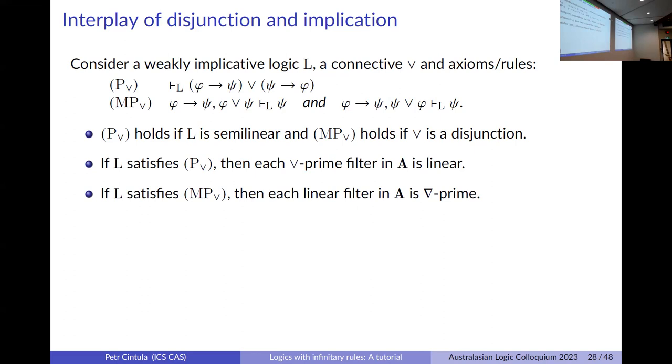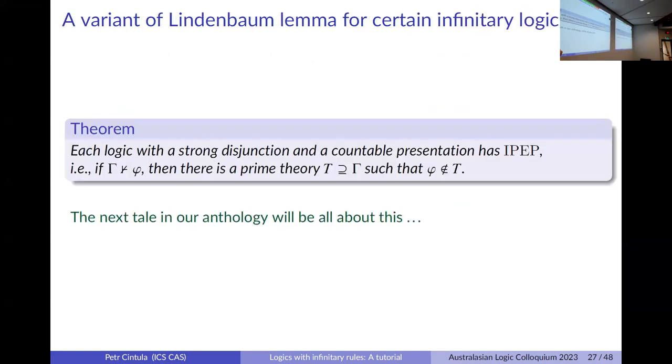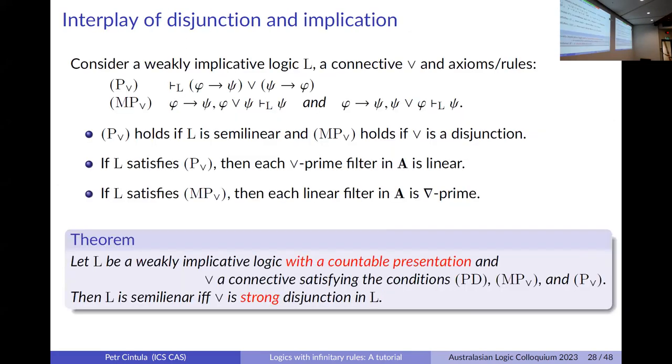What is interesting is that this condition tells you that all prime filters are linear. And the other condition tells you that all linear filters are disjunction prime. It's a mistake. So these rules translate one notion of primeness to the other notion of primeness and vice versa. And in particular, we have a weakly implicative logic with a disjunction which has this trivial disjunction property, just phi gives you phi or psi, and this MP for disjunction and the prelinearity for disjunction. Then semilinearity is equivalent to being a disjunction and having an IPEP. Okay, no finitarity needed, semilinearity and IPEP. And using this previous thing, because we have seen in the previous slide that we can get IPEP in certain particular tricky conditions, then a weakly implicative logic with countable presentation and a disjunction satisfying some trivial conditions is semilinear if and only if the disjunction is strong. So proving semilinearity is equivalent to proving strongness of a disjunction.